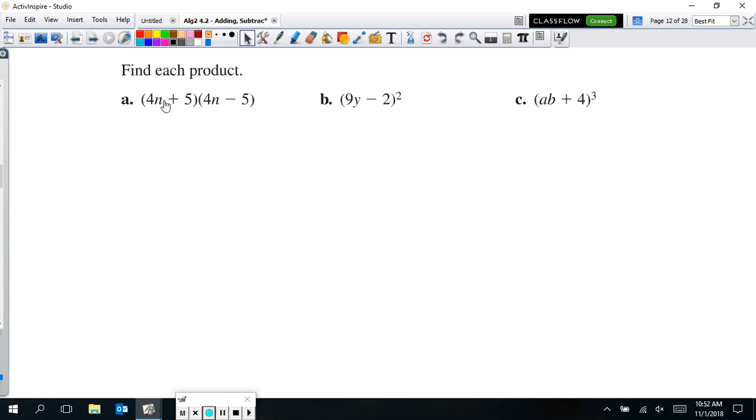So here's a couple here. Here's a sum and a difference. We would just multiply the first ones, multiply the last ones, and we would get our answer.